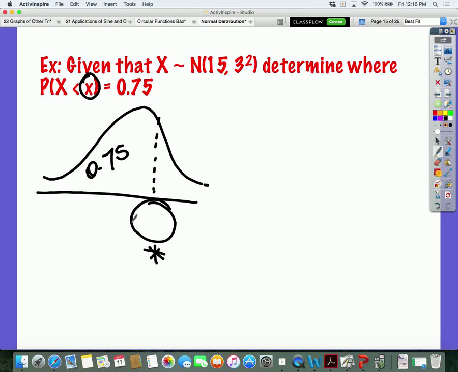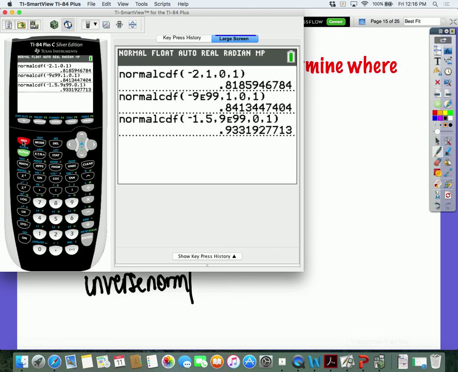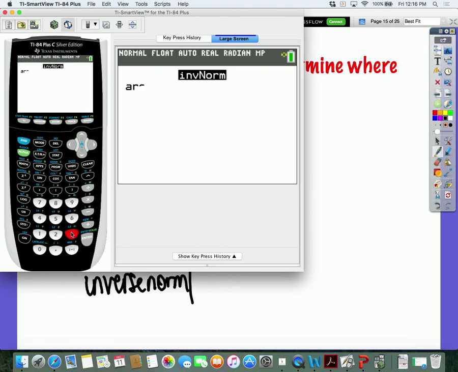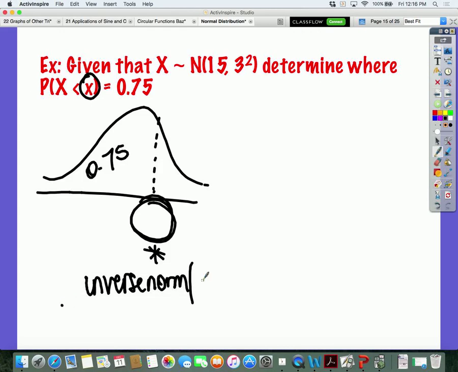So to find that value, you go back to second bars, and you go to option 3, which says inverse norm, right? Is that option 3? Yeah. Okay. Go back to second bars, go down to option 3, okay? What you want to type in, if yours pops up, is your probability as a decimal. Then you type in your mean, and then your standard deviation.